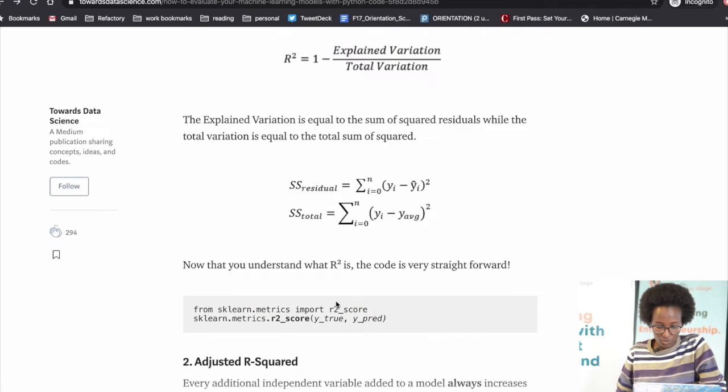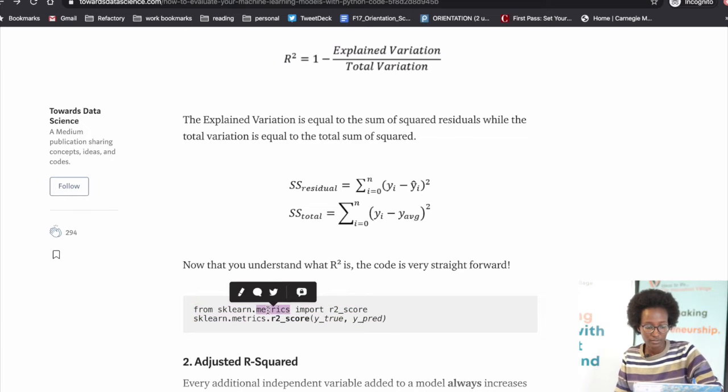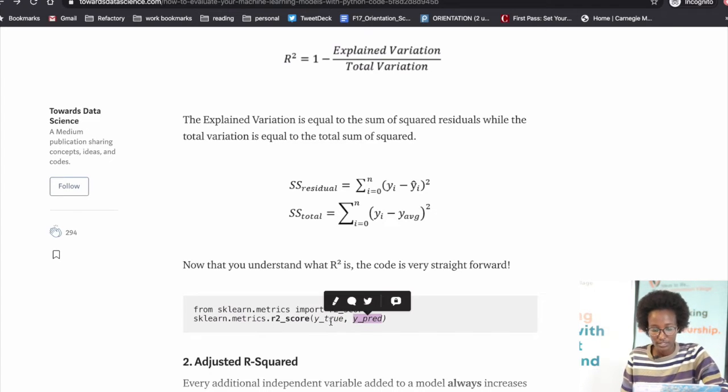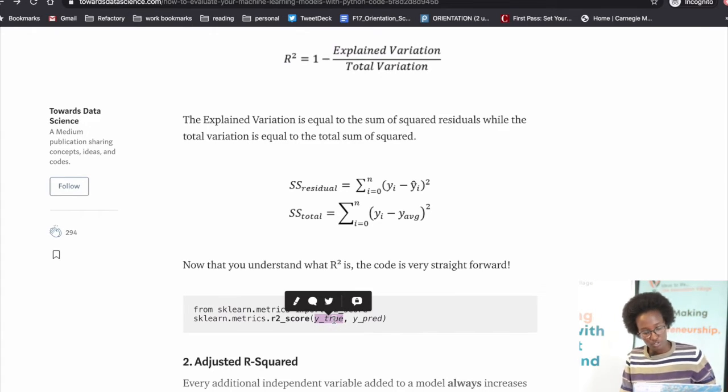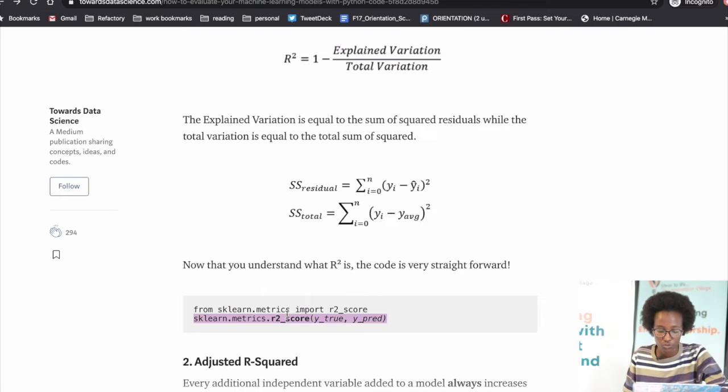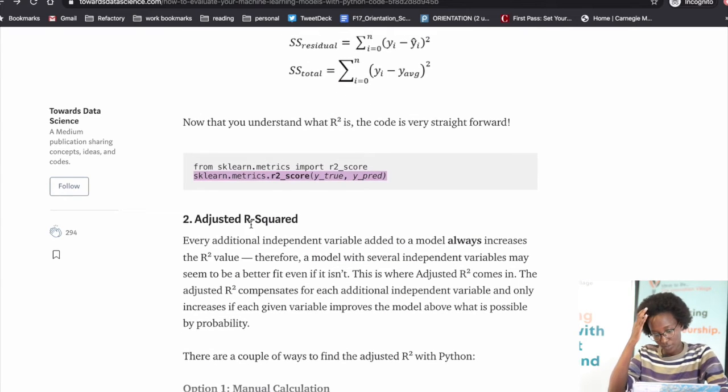To get it, there's also a library in sklearn called metrics, where you can get the R squared by passing it the y true and the y predicted. So the y true is the outcome variable, that is the dependent variable. In this case, this would be the test data set. So what you know is true and what the model has predicted. How does it perform? What is the R squared? So that is what the R squared means.